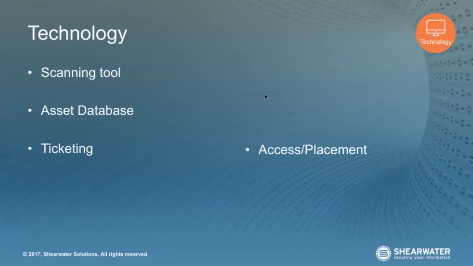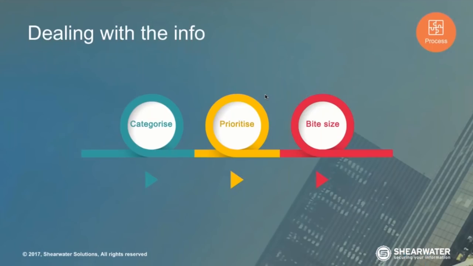So that's the technology. On the process side of things, you need to deal with all the information. This is where the real challenge comes in. I mean, anybody can put a scanning engine in. That's not really that hard work. It's what you do with it afterwards that generates the work for the organization. So the process that we follow is to categorize, prioritize, and then bite-size it. The main reason for the bite-size especially is because the information can be overwhelming. You need to break it down. So we'll go through each one of these and step through.